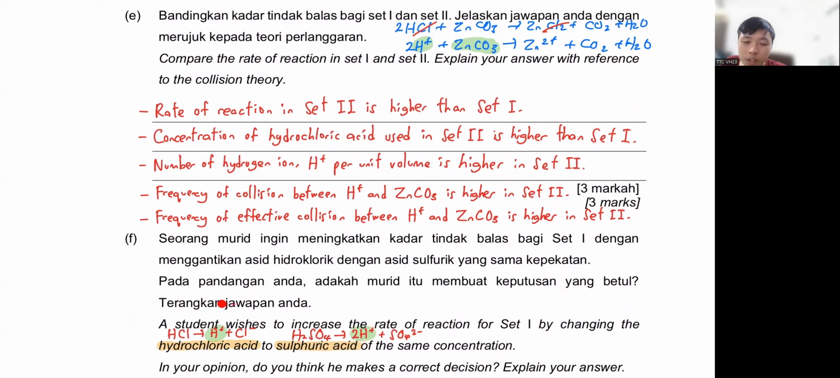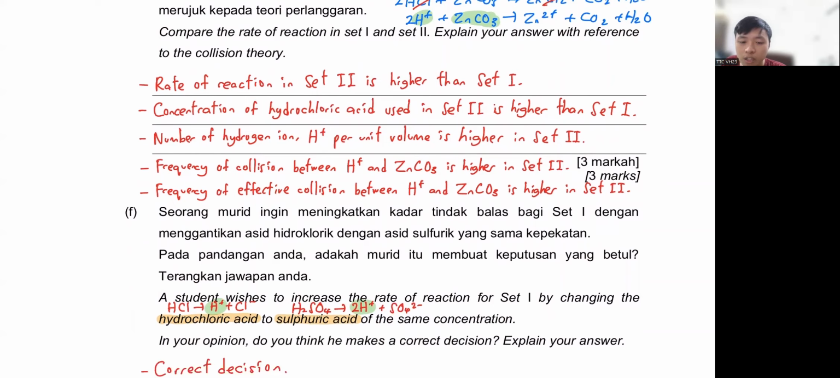For instance, this one is monoprotic acid. One time it produces 1 H plus. This one produces 2 H plus. Of course, which one is higher? Of course, the concentration for this is higher, because one time it already contains double. So yes, correct decision.